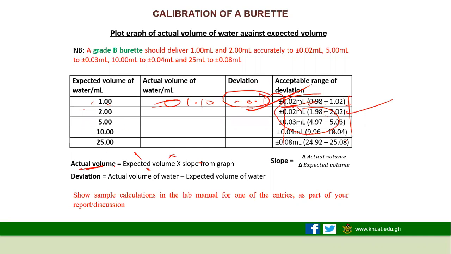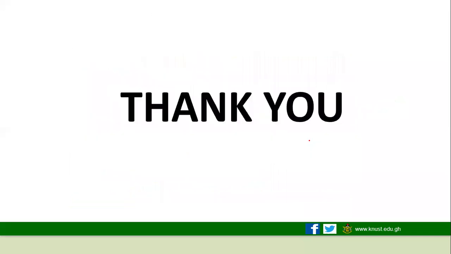So no matter the values you have, you find the actual volume by multiplying the expected volume by the slope, and the deviation is the actual volume minus the expected volume. The actual minus the expected volume. So we take the actual, you subtract the expected from it. So in this example, following this formula, it will be 1.10 minus 1.0, and that will be 0.1. That is that for that.